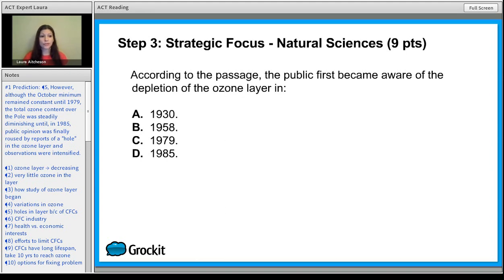So roused means to be excited by. So 1985. Be careful not to pick 1979. They're telling us it was 1985 that the public finally said, oh my goodness, this is bad. We need to do something about this.